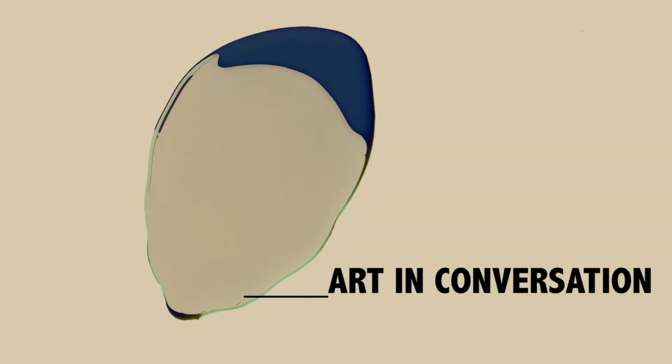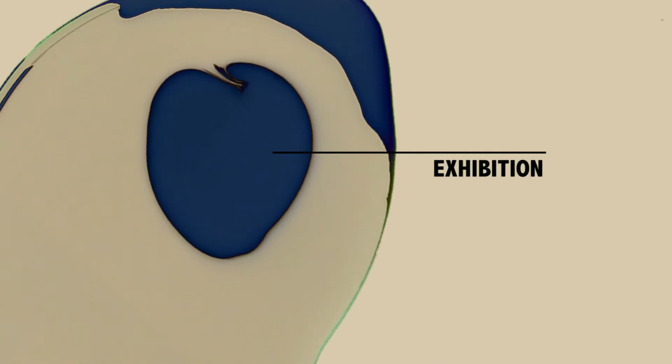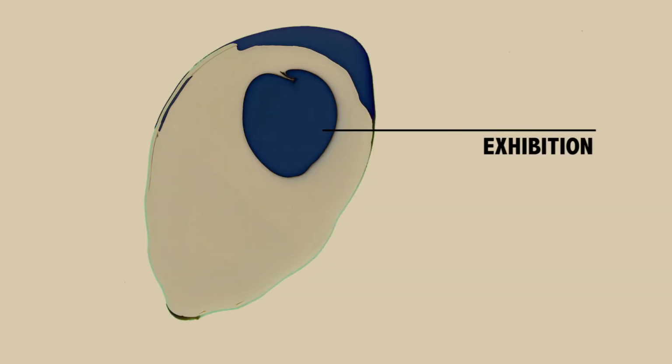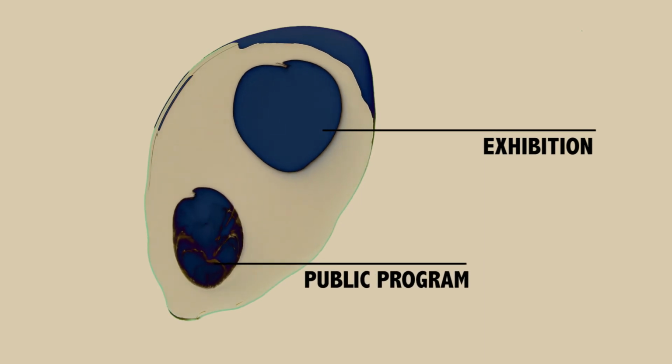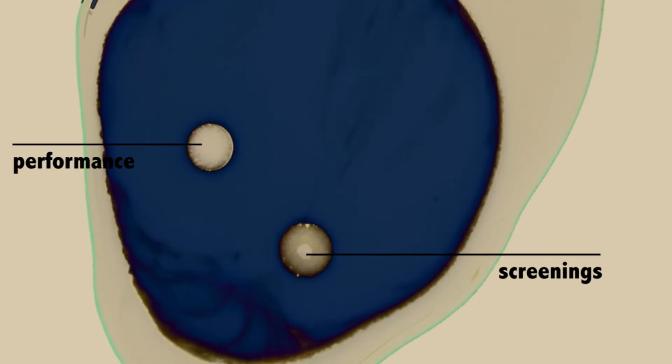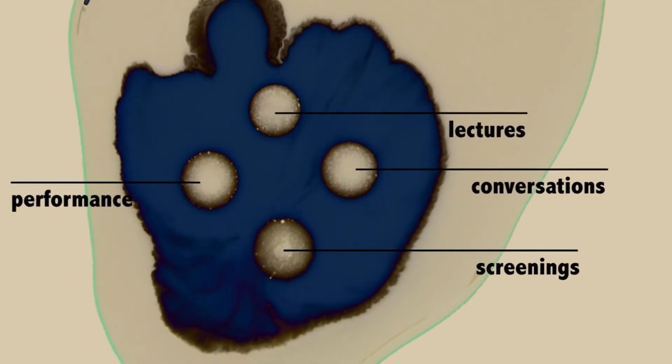The whole gallery will change into a discursive platform with 3 main pillars. The first one will be art in conversation. So the 3 first chapters are a solo exhibition and the last one a group exhibition. All of them will be in conversation with the public program. This public program consists of screening, performance, conversation, lectures, etc.